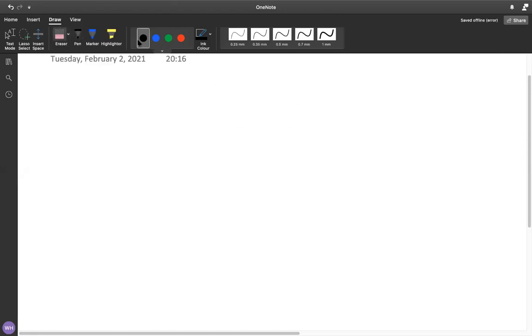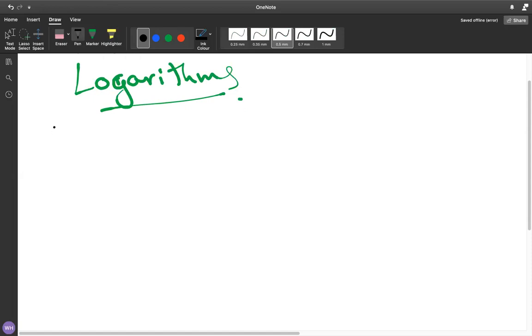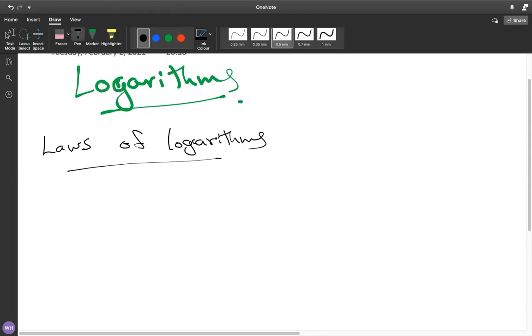Right. Okay. So write the subtopic. So our next part is logarithms. And the basic subtopic of that is laws of logarithms. Okay, all of you write logarithms, and then we are learning about the laws of logarithms today.